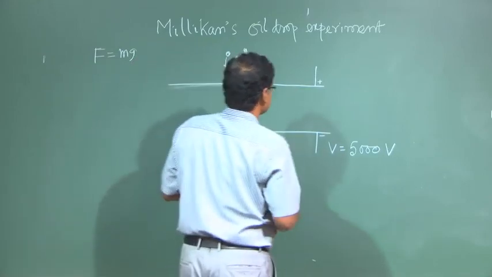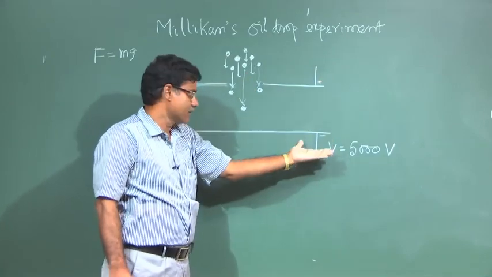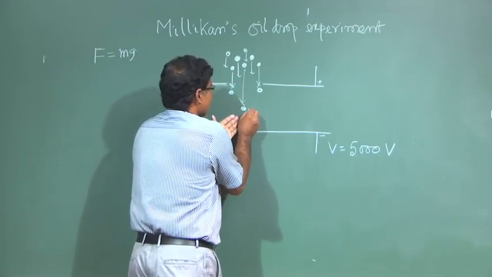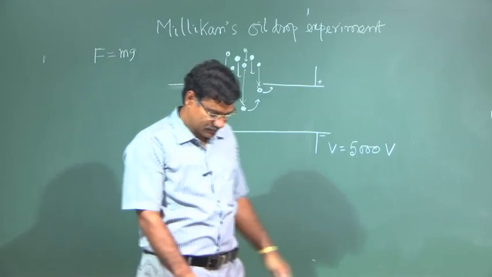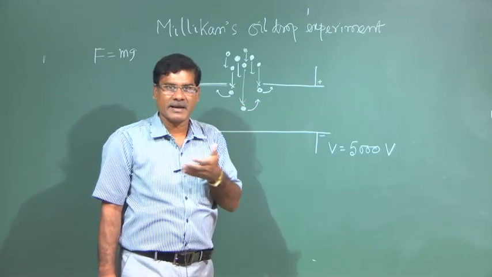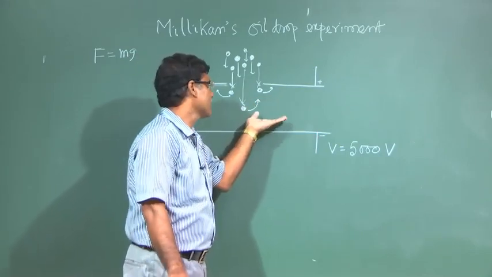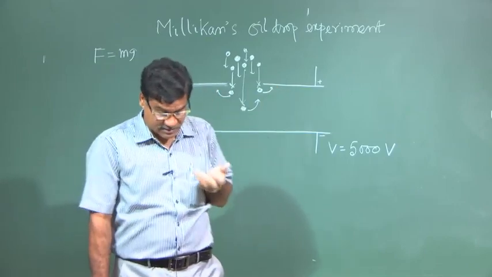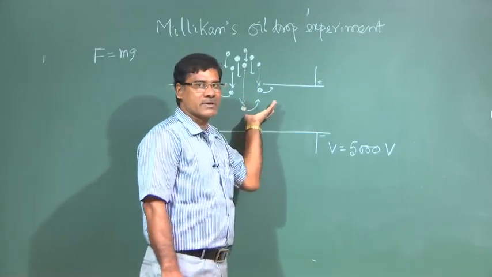Then he found that if the top plate is positive and the bottom plate is negative, these oil drops are moving up. That means these oil drops are negatively charged. So, the electric field acts on this charge, and this force will be upward and it will move, if that force is greater than the gravitational force acting downwards, so the net force then will be upwards.